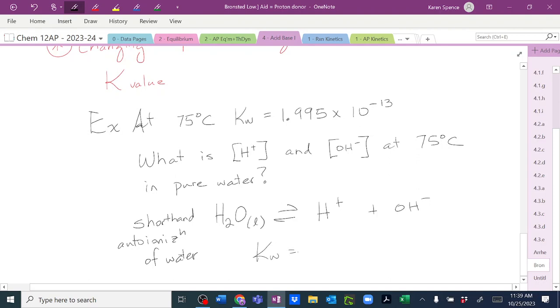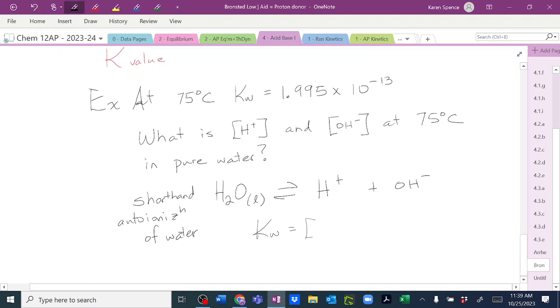Kw is equal to, what is it equal to? No, it's not yet, because you always need to write the expression first. Good habit. I know you know to do that, but I'm reminding you once again. So we have 1.995 times 10 to the negative 13 is equal to x squared.